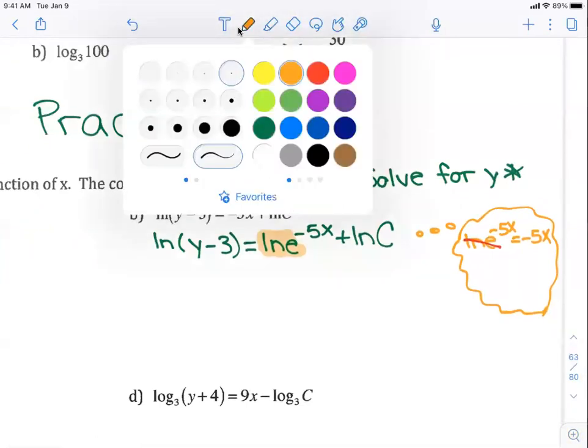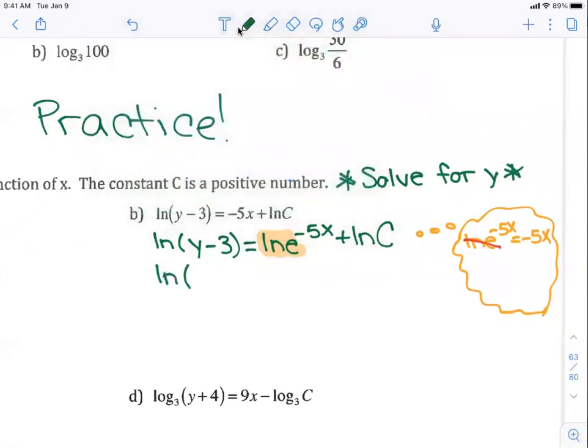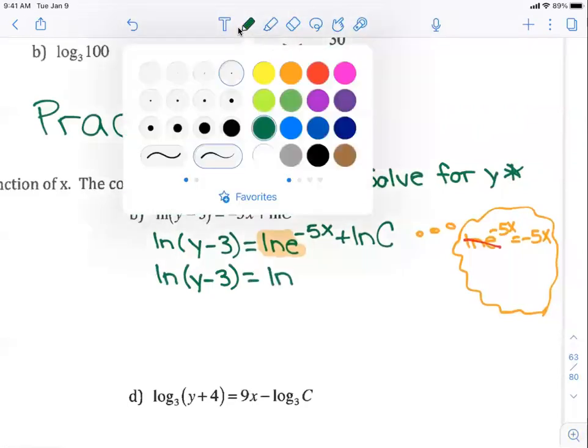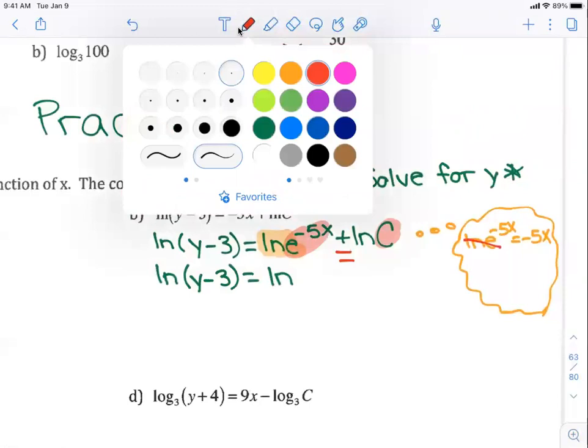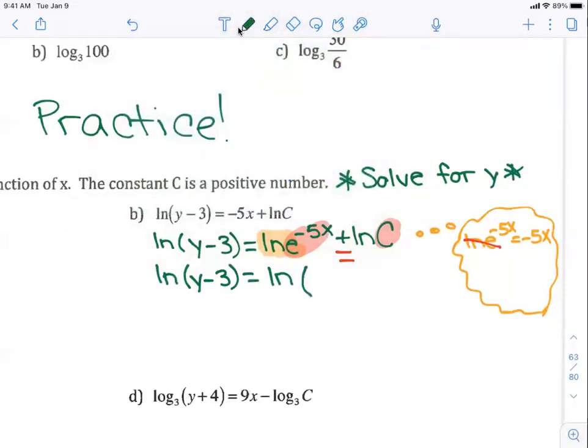I did that so that I can get them all to be natural logs, because now I want to get one natural log on the right side. My goal is to get one natural log on the left side and one natural log on the right side. So I'm going to condense, because I am adding here. I can take my two pieces and turn that into multiplication. That is now going to turn into e to the negative 5x times c, or I can put the c in the front, which I like to do, c times e to the negative 5x.